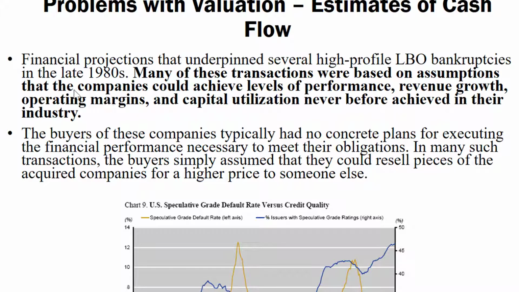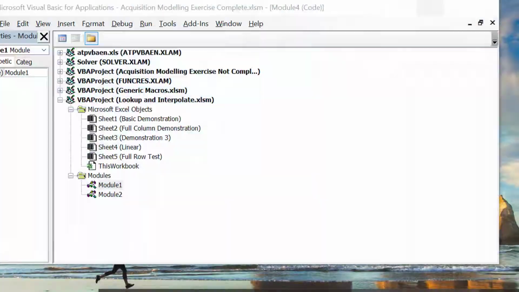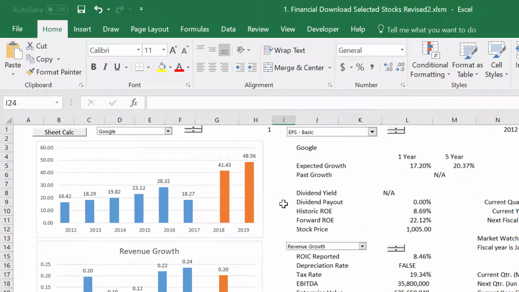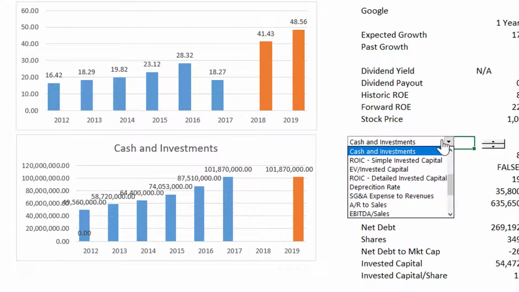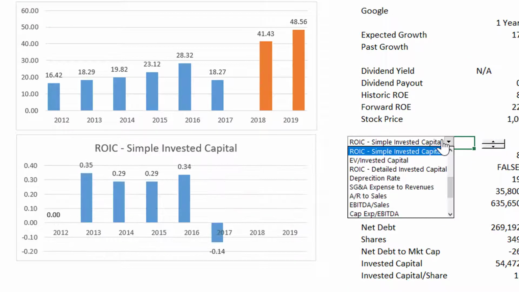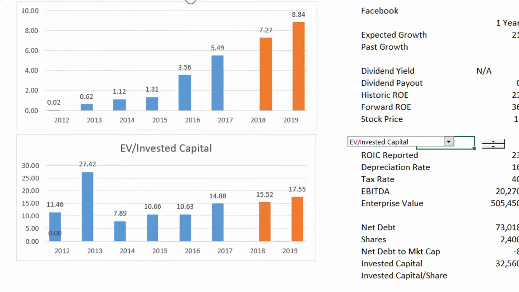many of these transactions were based on assumptions that companies achieve levels of performance, revenue growth, operating capacity that had never been before achieved in the whole industry. Now that file I showed you, we can do this. This was a file where we showed Google and Apple. We can show what the revenue growth is, and you can look across at an industry. And if you don't look at history for all of the not cash investments, returns for all of the stuff. Okay, let's take somebody else. Let's just take Home Depot.